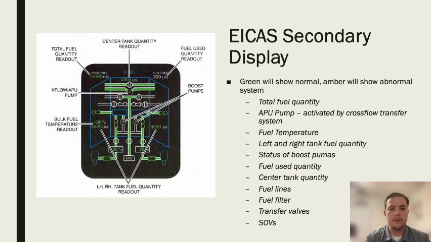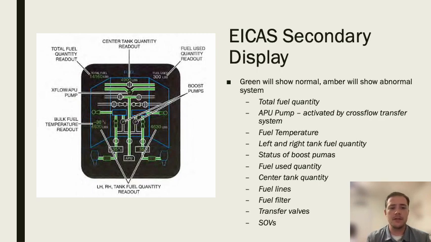And lastly, we'll discuss the ICAS secondary display. So the primary display is going to show the different types of engine information, like we said, oil temp, oil pressure, the N1, N2, ITT, and then some fuel information. And then the ICAS secondary display is going to show the overall status of the system. Green is going to show normal, and amber will show abnormal somewhere in the system. So overall it's just a pictorial representation of the fuel system as a whole.